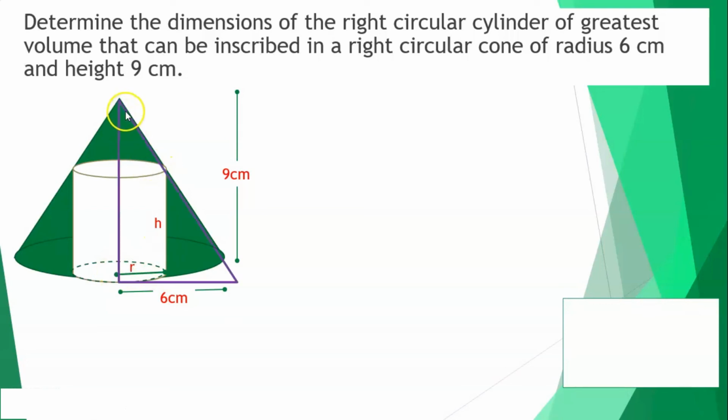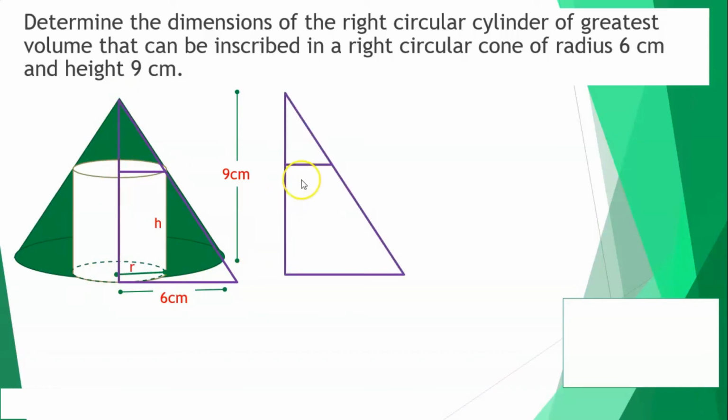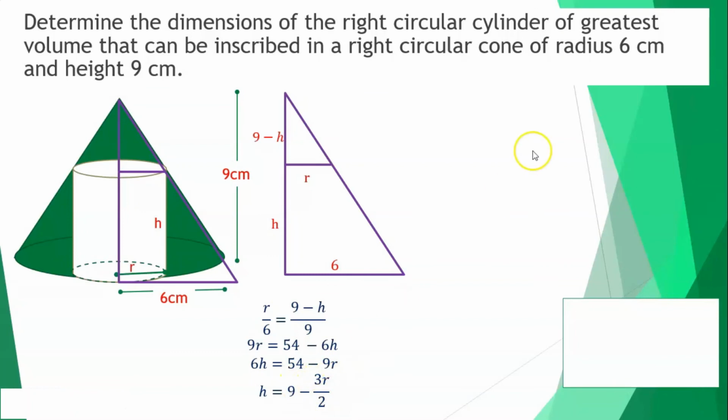Now at this point, we can sketch a right triangle here. Getting our triangle, this will be r and this one here is 6. Now take note, this is the height of the cylinder, so it's h. If this one here is 9, then this will be 9 minus h. At this point, we can form our proportion: r over 6 is equal to 9 minus h over 9. Simplifying this, cross multiply, and we end up with this. Solve for h, and we end up with 9 minus 3r over 2. Take note, this will be our constraint equation.